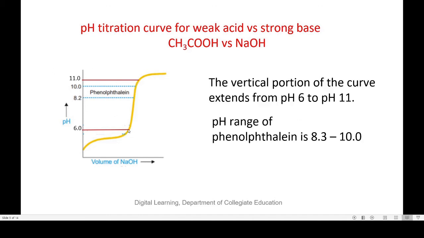Now the vertical portion of the curve is observed from pH 6 to pH 11, and on this vertical portion only phenolphthalein has a pH range of 8.2 to 10. So in this case of titration of acetic acid against sodium hydroxide, only phenolphthalein can be chosen as indicator, which can show the color change at the end point.